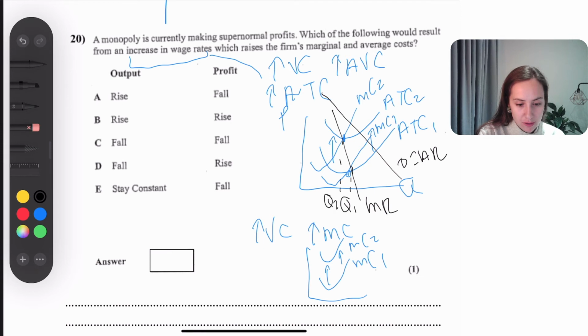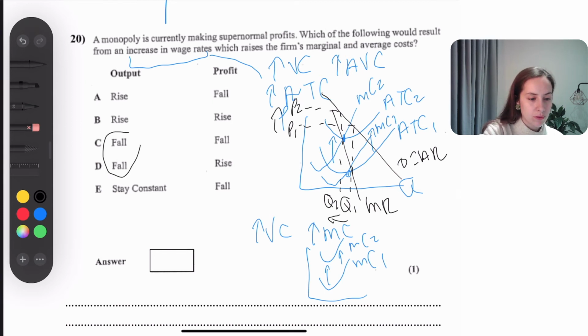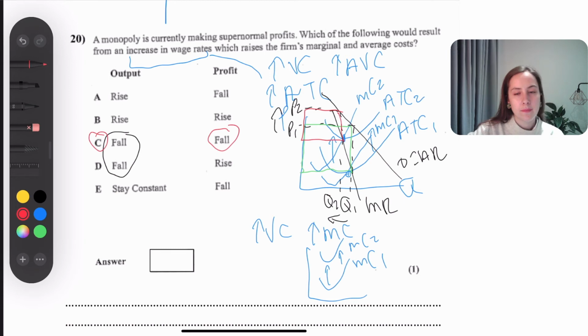The quantity is actually going to fall. Price, you go up to the demand curve. That's P1, P2 is higher. So price increases, output falls. And your profits are going to be smaller. I'm going to shade them in before. So a good thing about these questions, you can always work it out if you have any doubts. So the answer is C.